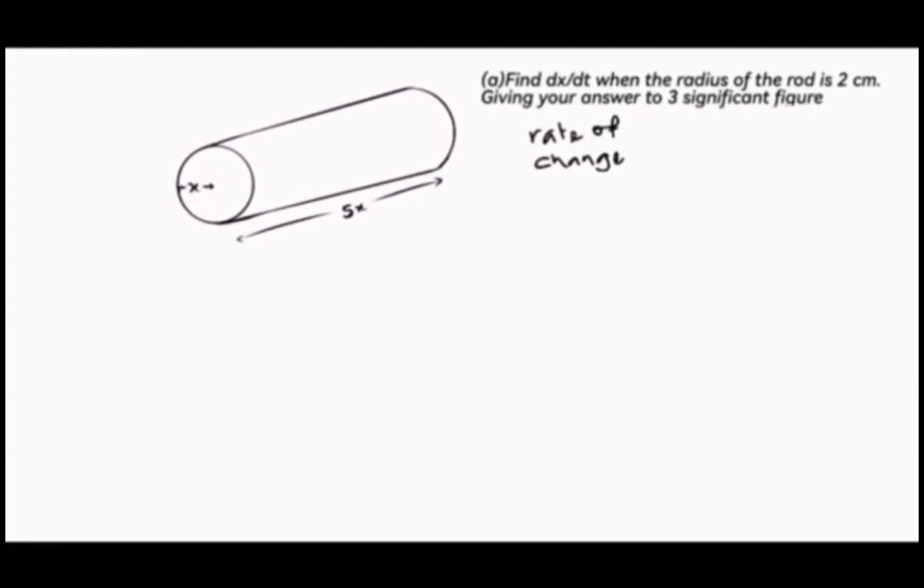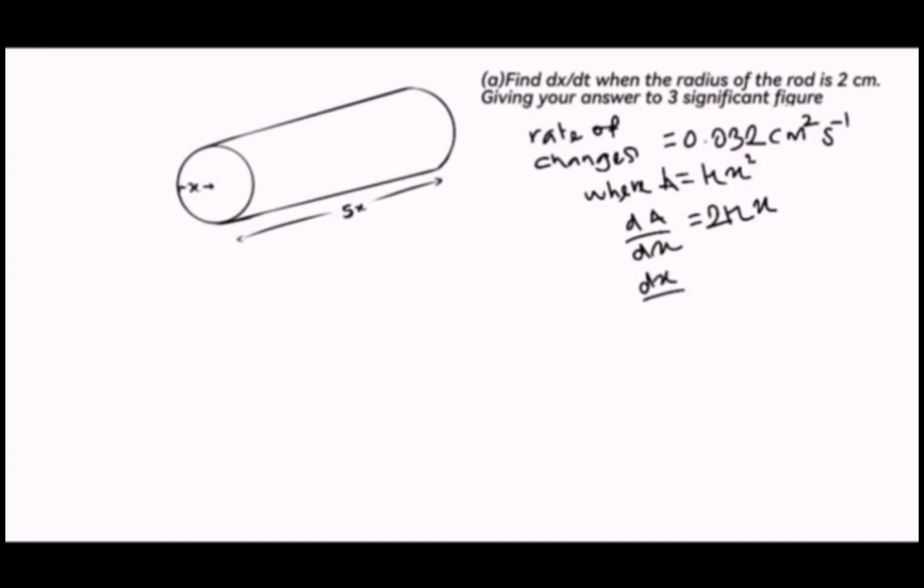They already give us the rate of change, 0.032 centimeters squared second negative 1. The area equals pi x squared. So dA per dx equals 2 pi x, and then dx per dA, we flip it, so 1 per 2 pi x. After that we can start to find our dx per dt when x equals 2.